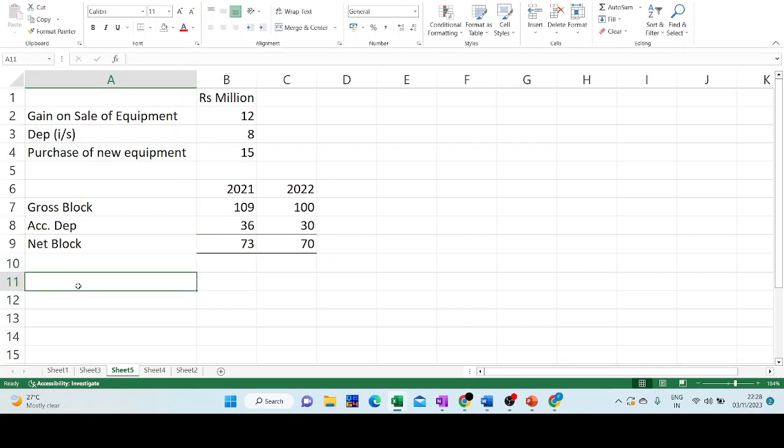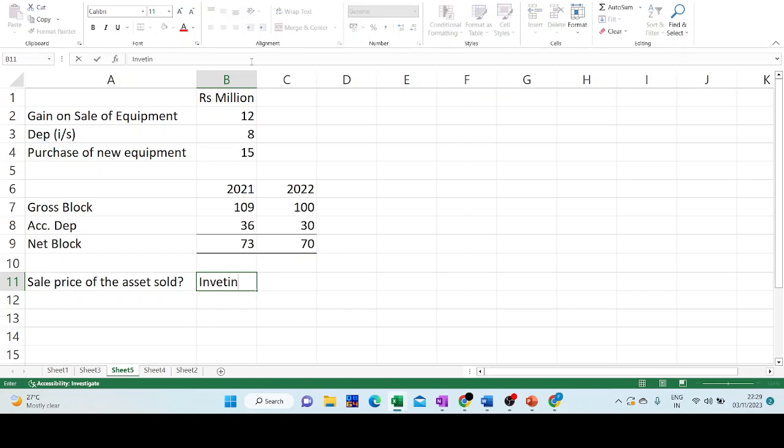Now your question is, see, some asset has been sold during the year. We have to calculate the sale price of the asset sold. Okay, so see, there has been a gain on sale of equipment, so that naturally means that some asset has been sold, right? We need to calculate the sales price of the asset sold, and this sales price of the asset sold is going to be a CFI inflow or an investing inflow. Okay, so now I'll explain what gross block is, what accumulated depreciation is, everything else, right?